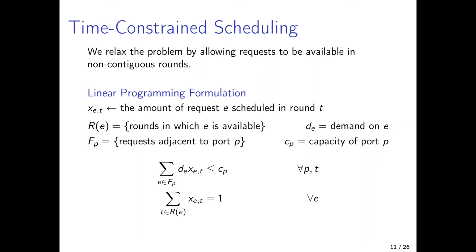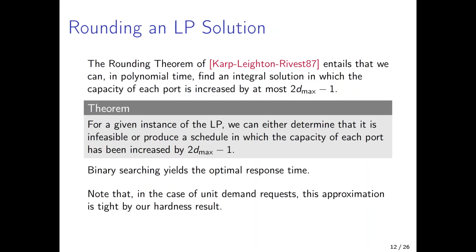The first constraint states that the sum of demands scheduled on a given port in a given round must not exceed the capacity of that port. The second constraint states that a given request must be entirely scheduled over its available rounds. Given a solution to the time-constrained program, we round the solution using a lemma from Karp, Leighton, and Rivest. The lemma entails that a fractional solution can be rounded to an integral solution in which the capacity coefficients are increased by at most 2 d_max minus 1.